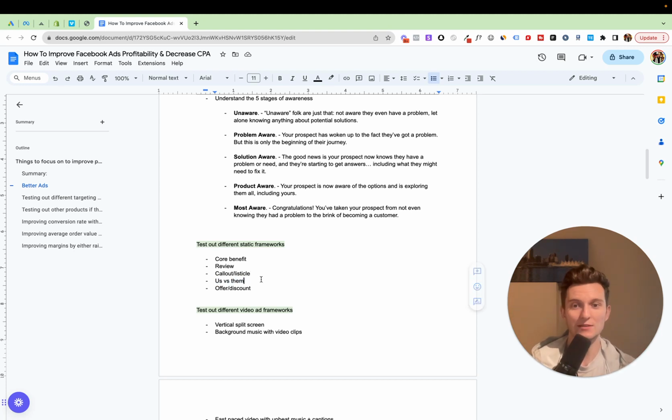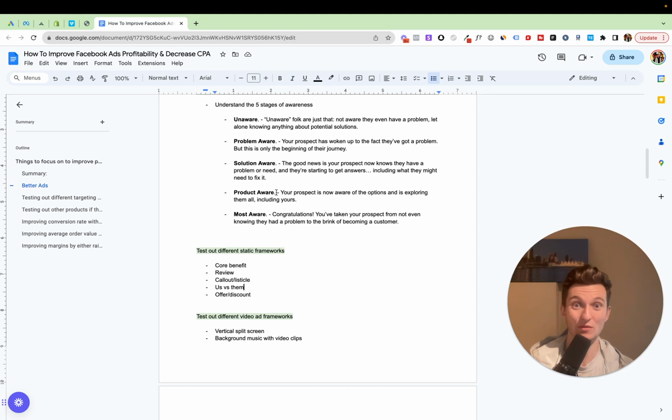Us versus them, that's basically what I was just talking about there, where you compare your brand or your product to competitors. List out all the pros and cons of each, and obviously position yours as the best solution. You can also use this with the more solution and problem aware people, where you can compare your brand and your method to the old way of doing it.